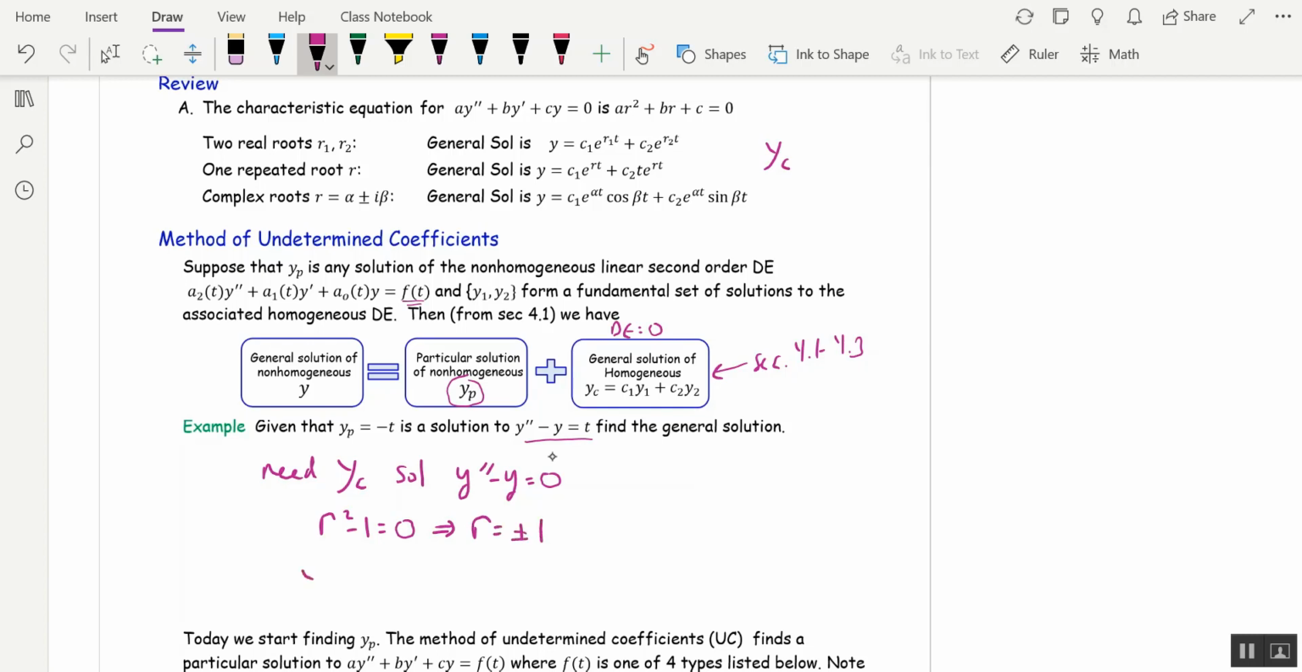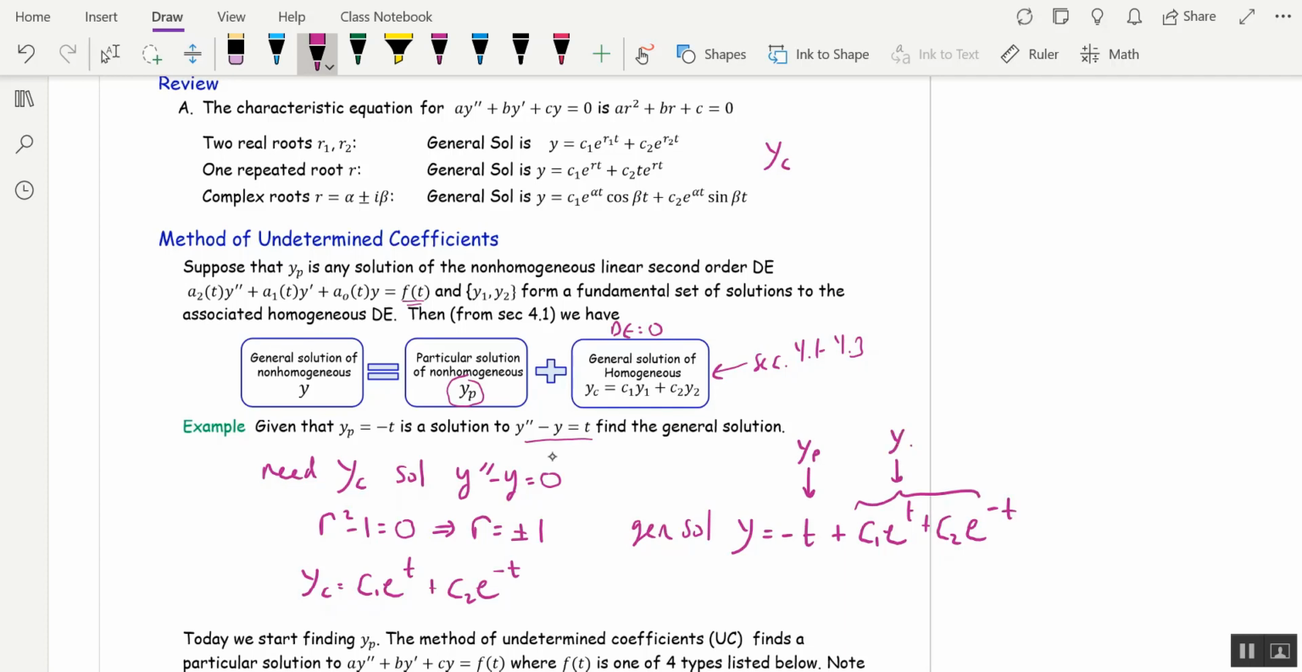And so yc is c1 e to the t plus c2 e to the negative t. And so the general solution of the non-homogeneous is going to be y equal to yp, which is negative t, plus yc, which is c1 e to the t plus c2 e to the negative t. So this is my yp, and this is my yc.